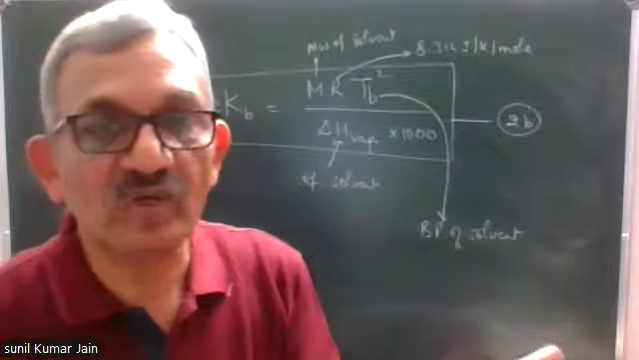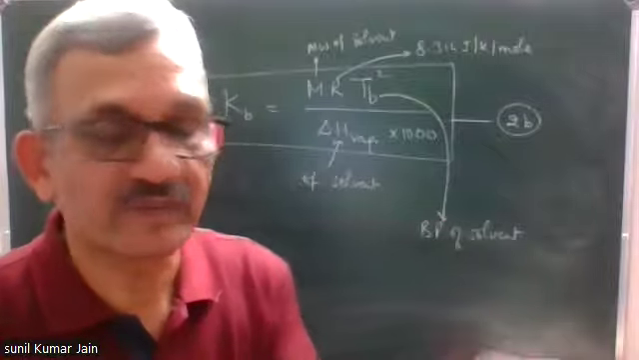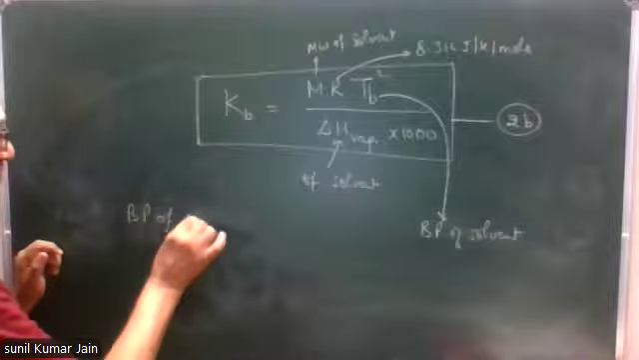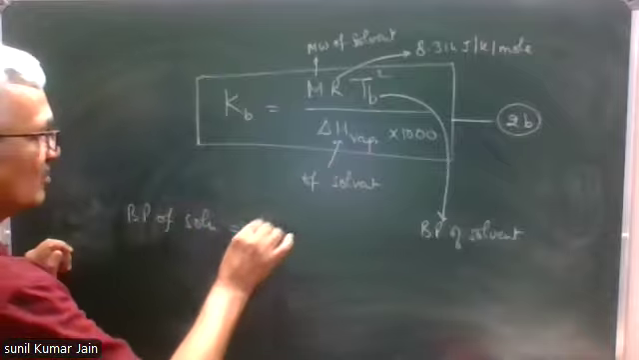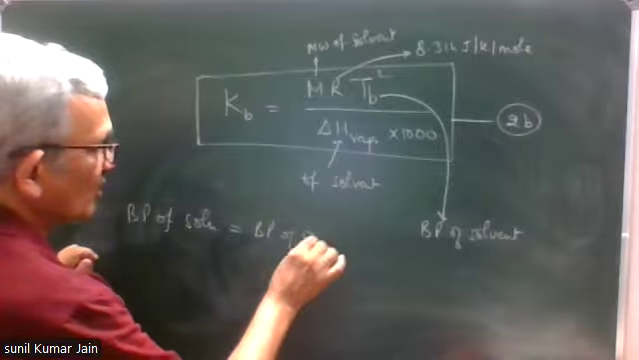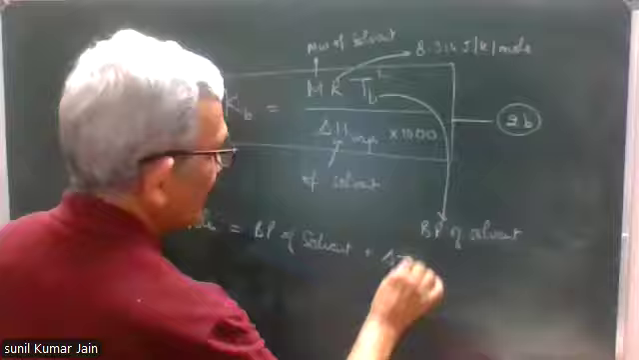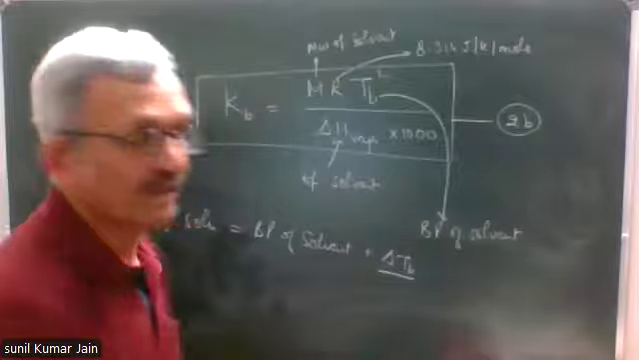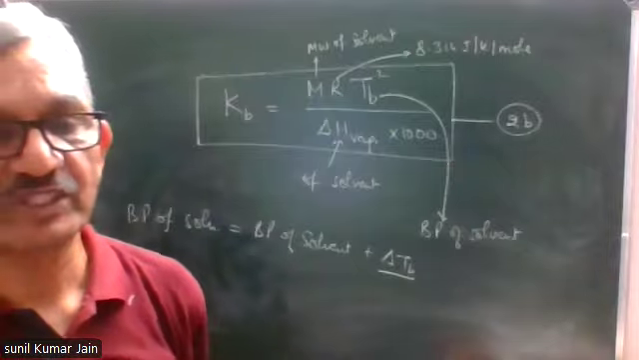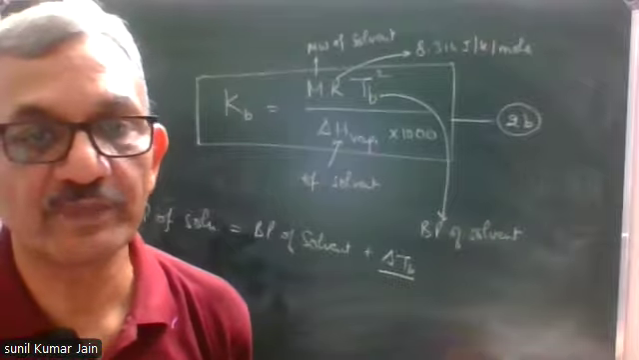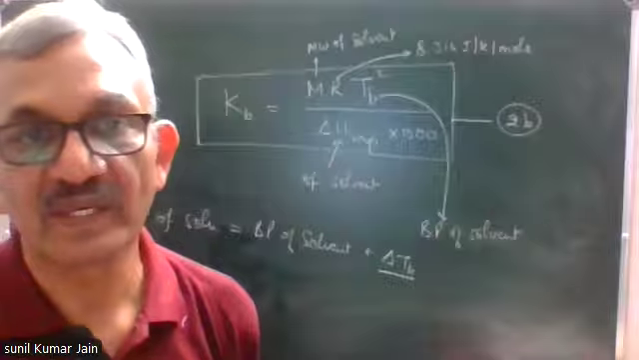Now, elevation is always added to the normal value. So write down boiling point of solution is equal to boiling point of solvent plus delta Tb. So value of elevation will be added to normal boiling point of solvent.